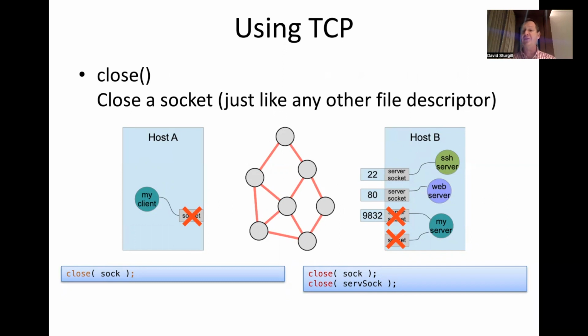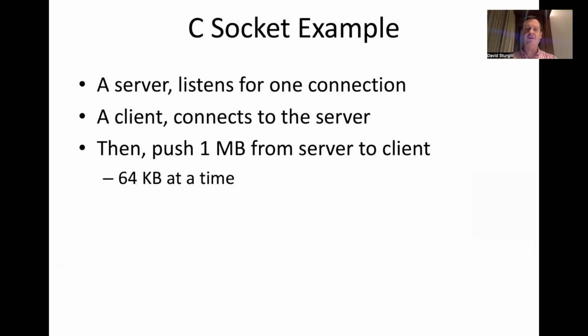On the server side, you've really got two sockets. You've got the server socket you used to listen for connections, and then you've got the one that you got back from accept. Close will work on both of these. So I close the socket I was communicating over, and then this server is not going to talk to anyone else. It just terminates after this. So it closes its server socket at that point.